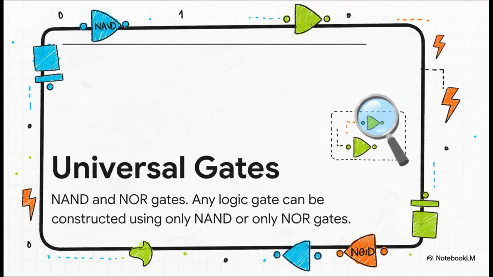Now, the real power of these 2 gates is their incredible efficiency. Because you can construct any other logic function using only NAND gates or only NOR gates, chip designers can build insanely complex circuits using just one single type of building block. This makes them the true unsung workhorses of digital electronics.